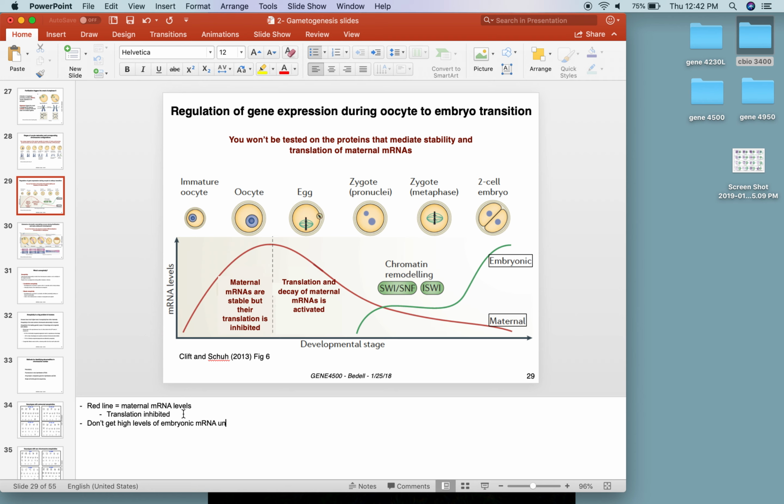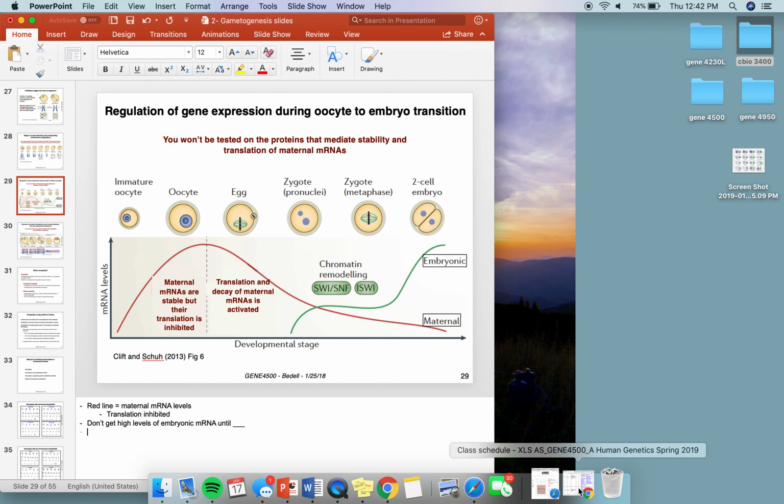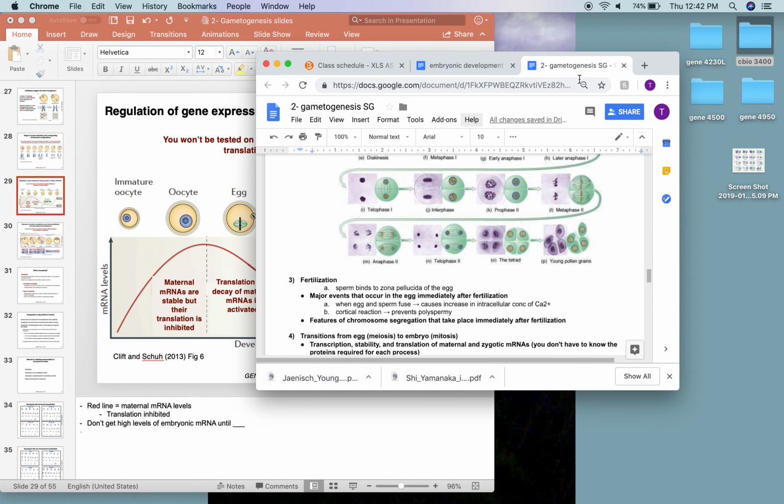Okay. In addition, chromatin remodeling, SWI/SNF and a related protein. Remember, and we'll see this in more detail on the next slide, there are massive changes taking place at the level of epigenetics. Anybody remember what SWI/SNF is? Is that a histone modifier?